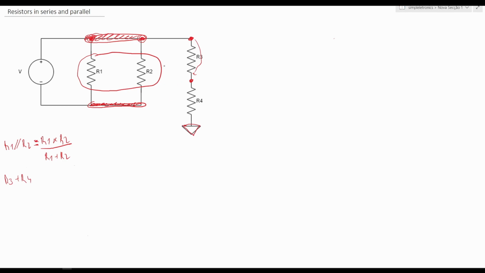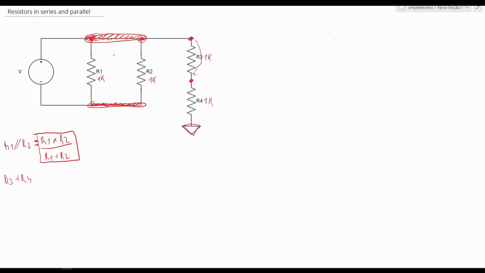Okay? So let's do the equivalent circuit of this circuit over here. We know that R1 and R2 are in parallel, so R1 in parallel with R2 is given by this formula over here. Let's give a value: I will give 1k to everyone to make it easier.